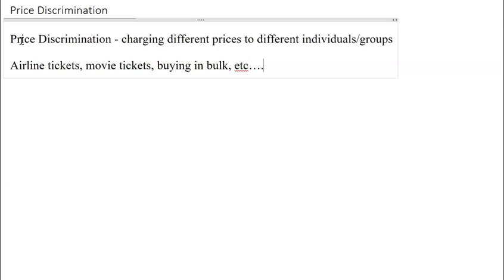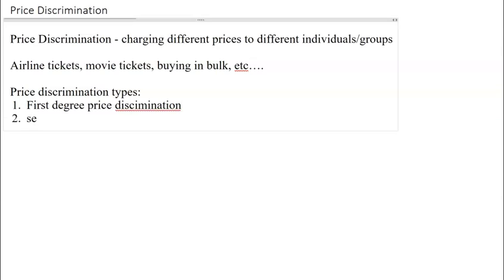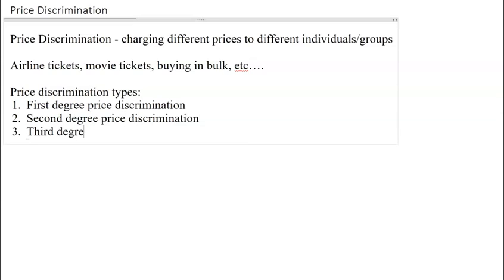So there are different types of price discrimination. We're going to look at three different price discriminations. The names are first degree price discrimination, then second degree price discrimination, and then finally third degree price discrimination. So first let's look at first degree and then we'll talk about second degree and third degree.